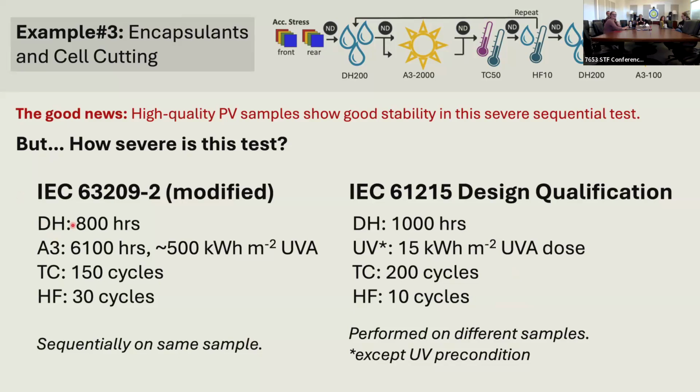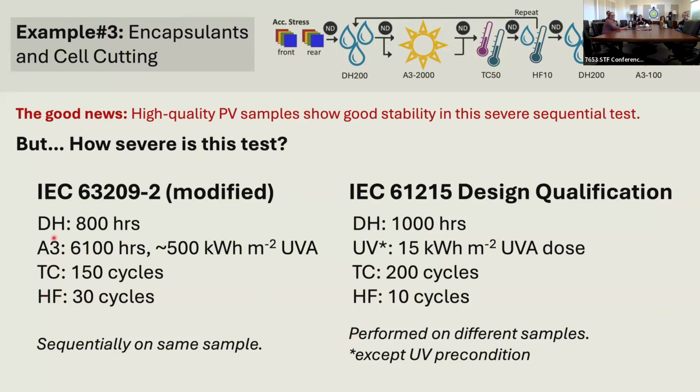Yeah, it's a hard question to ask. But the thing I can show you is a list of the amount of stress imparted on the samples through this modified sequential stress sequence, and compare that to things that people all know and love, like the IEC 61215 design qualification. For a lot of these stress types, like damp heat, thermal cycling, and humidity freeze, that amount of stress could be comparable to things you might see in 61215.